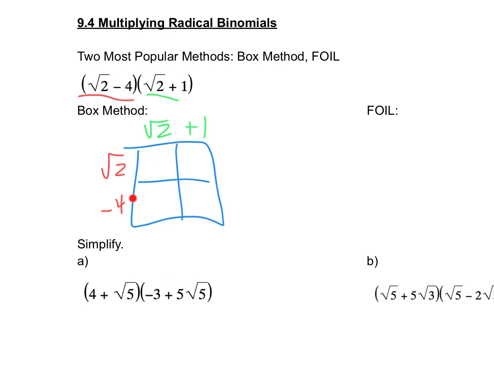If I would have put this one on the vertical and this one on the horizontal, that wouldn't change my answer. You just need to line them up where one of the binomials is on the vertical side and one of them is on the horizontal side.